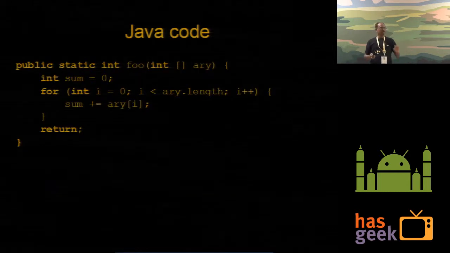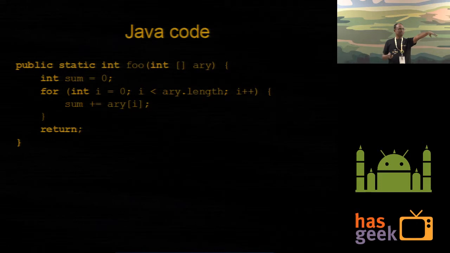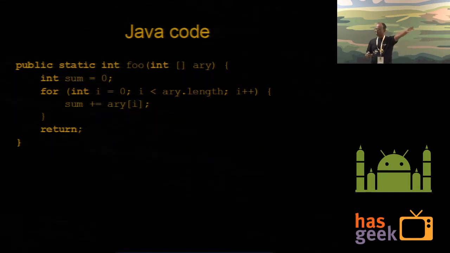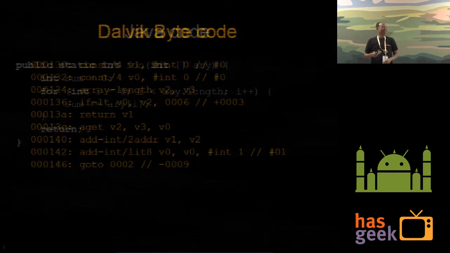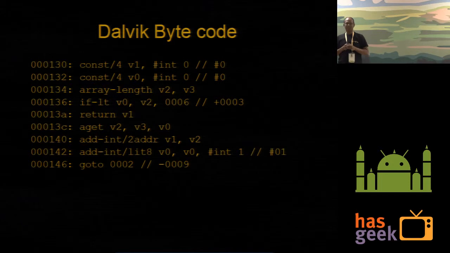If you look at it, this is the Java code. This Java code does nothing special. It just adds up the sum of the given array and returns it. Oops, actually I should have written sum. I made a mistake. Okay, but otherwise, this is how the Dalvik bytecode looks.